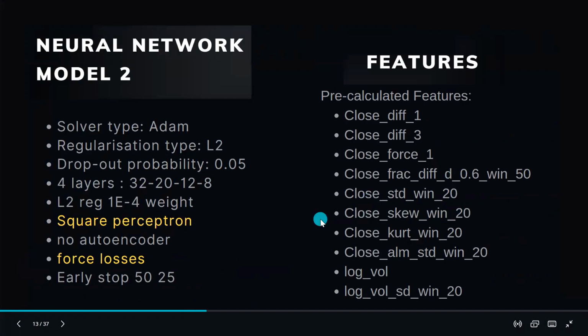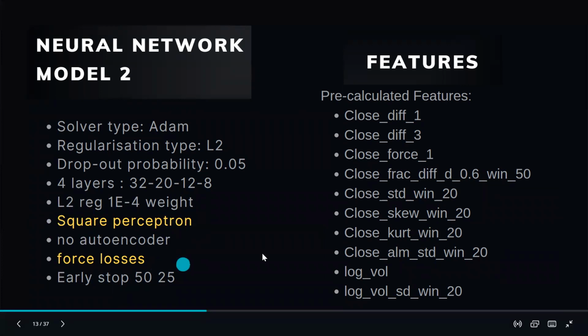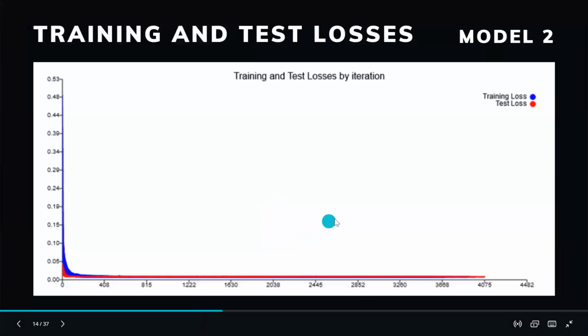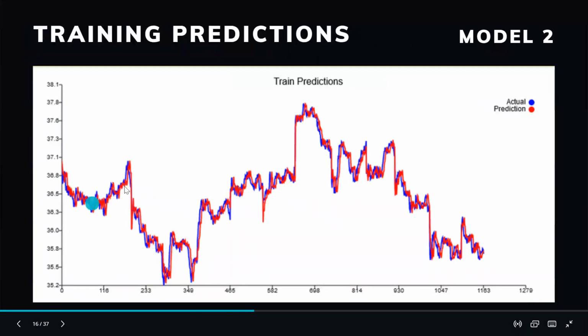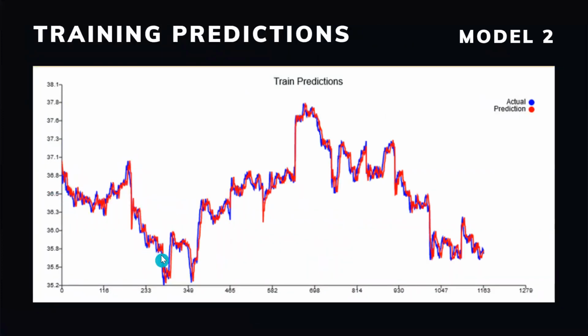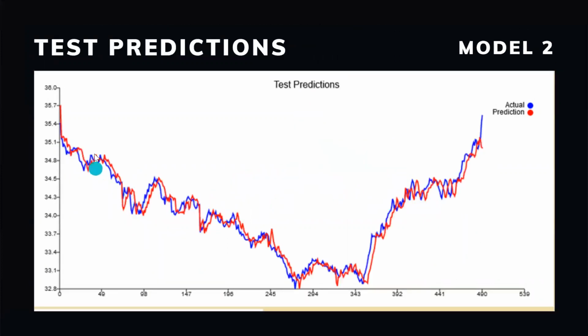And for the second model, we used the square perceptron as well as force losses. So here's the train and test losses and the force and momentum losses. In the training prediction, we can see there is some lag, and this is just similar to model 1.